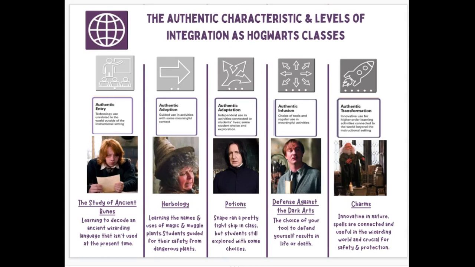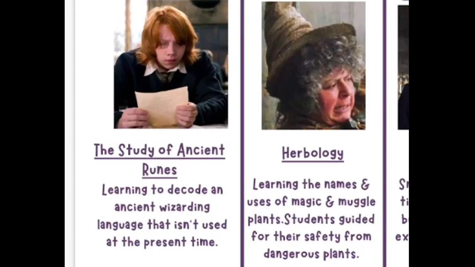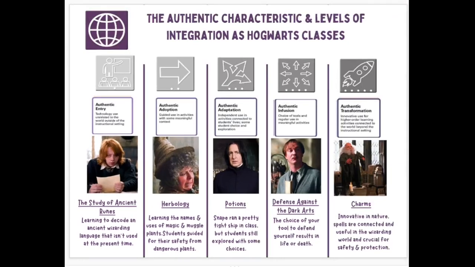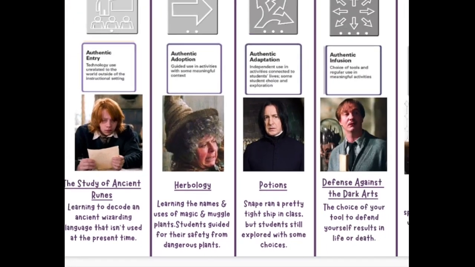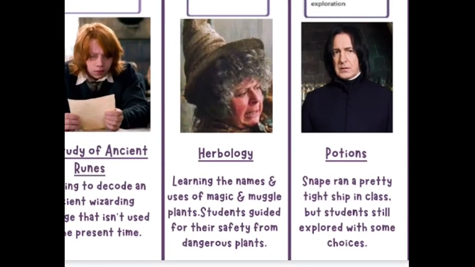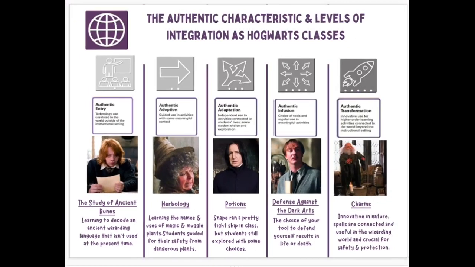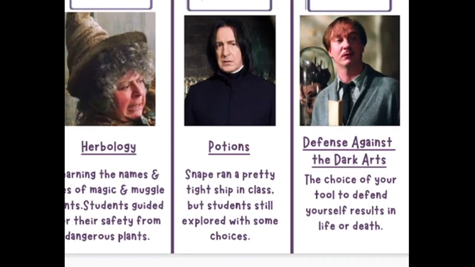Let's look at the levels of authentic characteristic and integration as Hogwarts classes. Our authentic entry example was the study of ancient runes, learning to decode an ancient wizarding language that isn't used at the present time. Authentic adoption is herbology, learning the names and uses of magic and muggle plants. Students were guided for their safety from the dangerous plants. Authentic adaptation, potions. Snape ran a pretty tight ship in class, but students still explored with some choices.